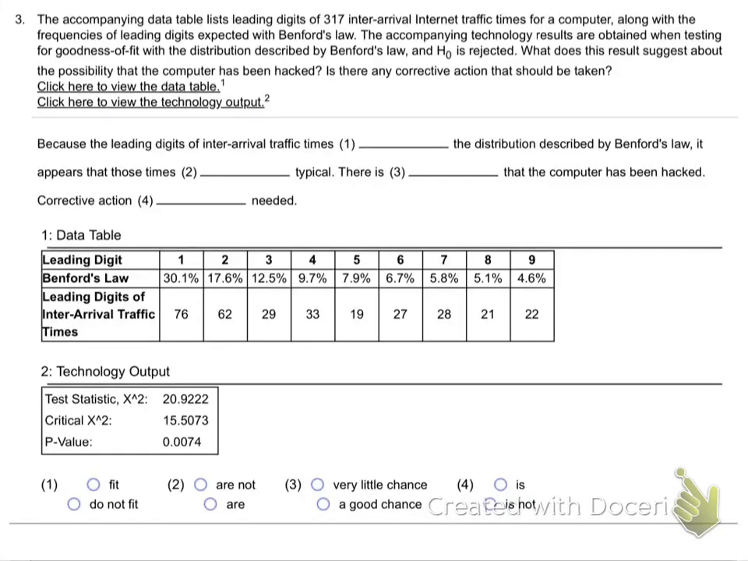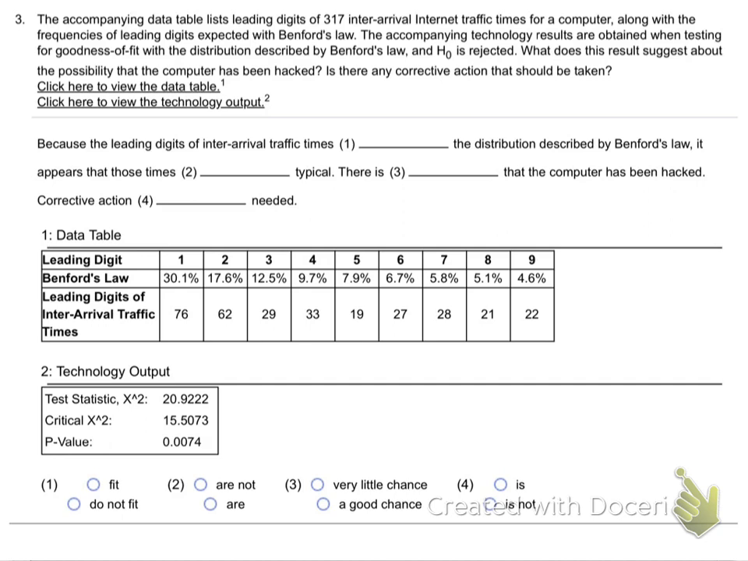Okay, so here's number 3. Now it's the same question. It's just going to do the rest of it now. So the company data. Here's some actual data. Let's suppose this is some actual data: some leading digits of inter-arrival traffic times for an internet receiver. So if the time between receiving information for the internet has these digits, 76 times.